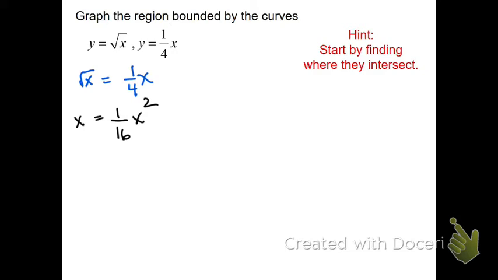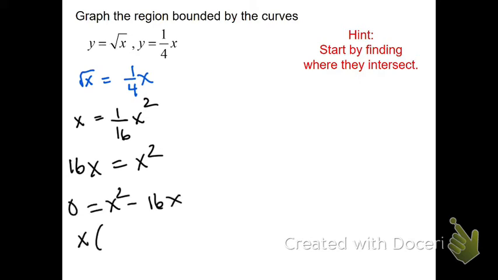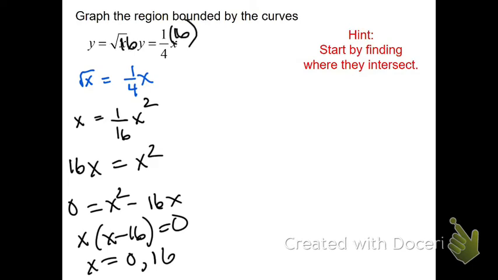Or multiply by 16 now. Either one, it doesn't matter. So if we multiply by 16, maybe it'll look more familiar to you. Doesn't really matter though. Okay, set it equal to 0. Factor, and we get that x equals 0 and 16, and that should make sense. The square root of 16 is 4, and 1/4 of 16 is also 4.